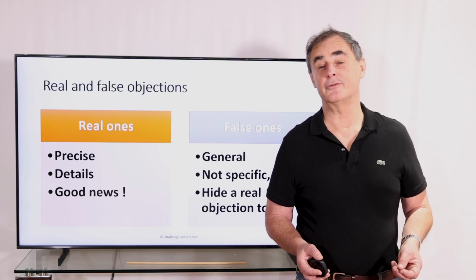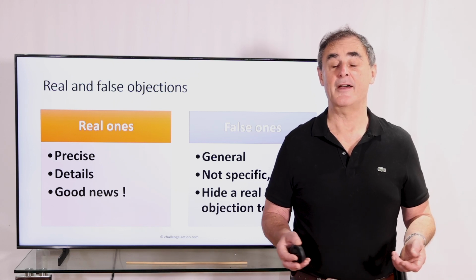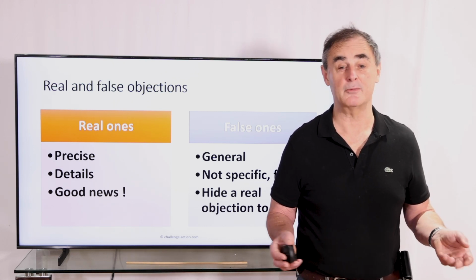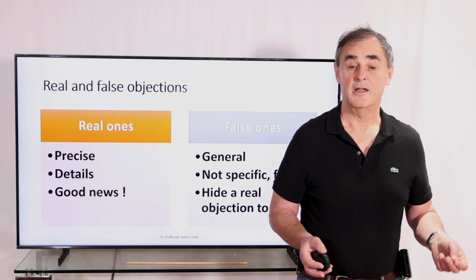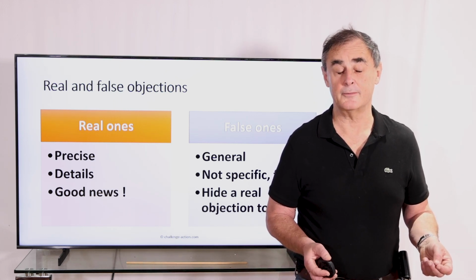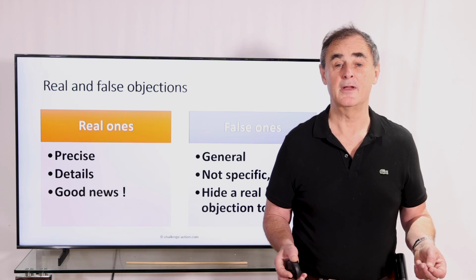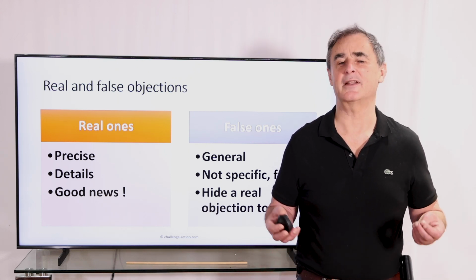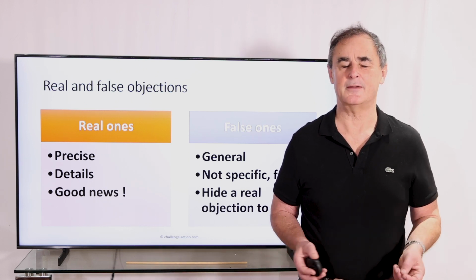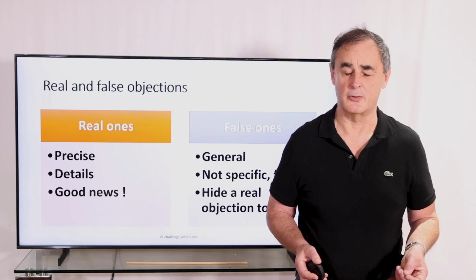But the kind of false objections: I have to speak to my wife, I have to speak to my husband, I have to think about it, I have to check on the internet, what else? It's too expensive. You know that most of the time when the client says it's too expensive, it's not that it's too expensive. It's just that he's not ready to buy.